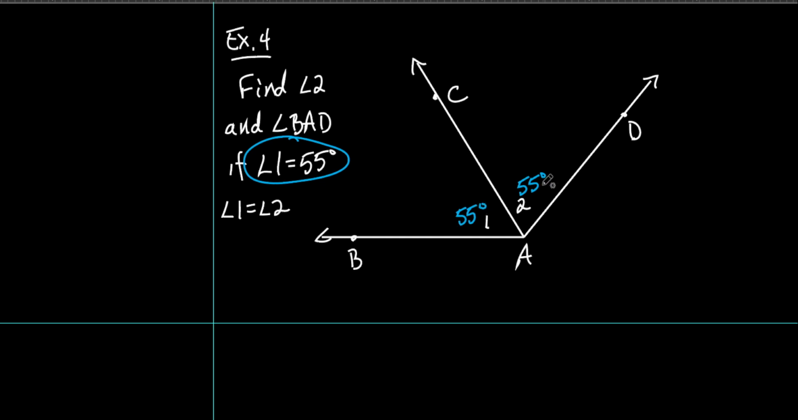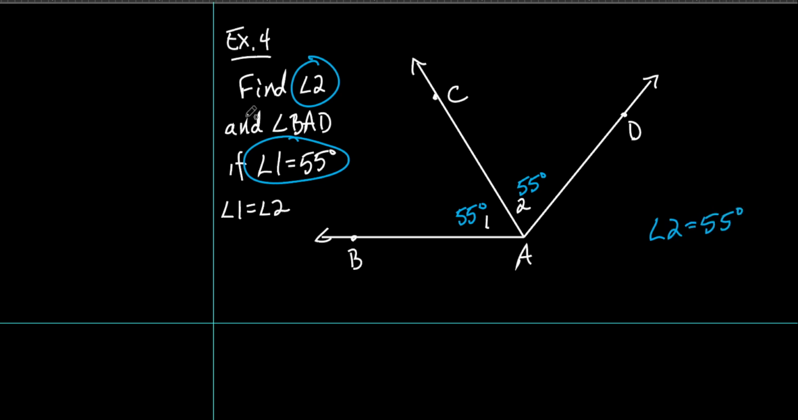So this is 55. This is 55. What is the question? It says find angle 2. We already did that. That's half of our answer right there, isn't it? We just found angle 2. It's 55 degrees. So here's our answer: angle 2 is 55 degrees.